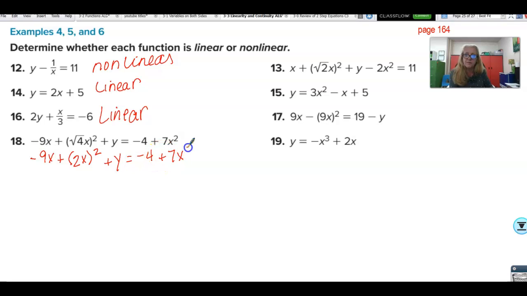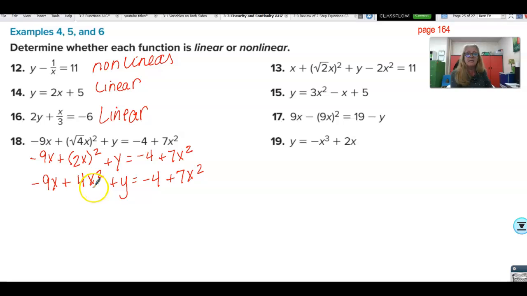plus 7x squared. Alrighty? Well, I see how some stuff's going to go down here. Check this out. We distribute this 2 to both of these. This becomes negative 9x plus 4x squared plus y equals negative 4 plus 7x squared.